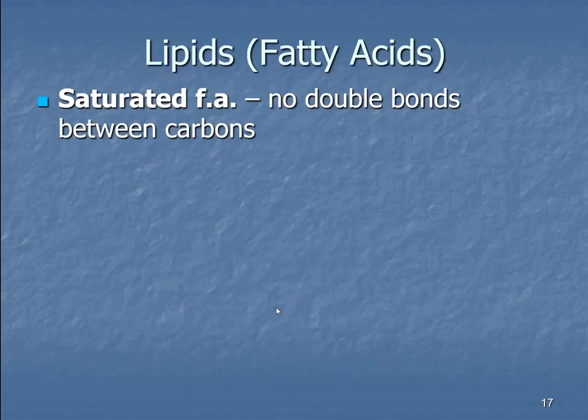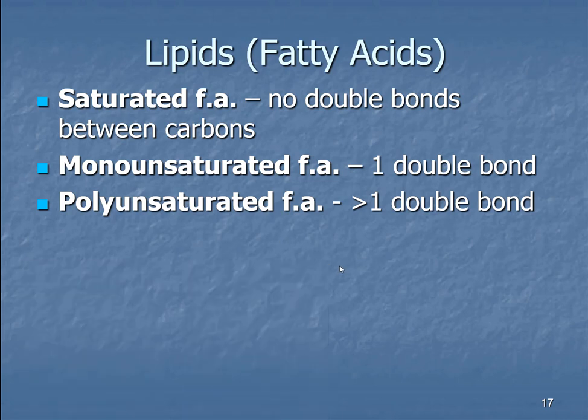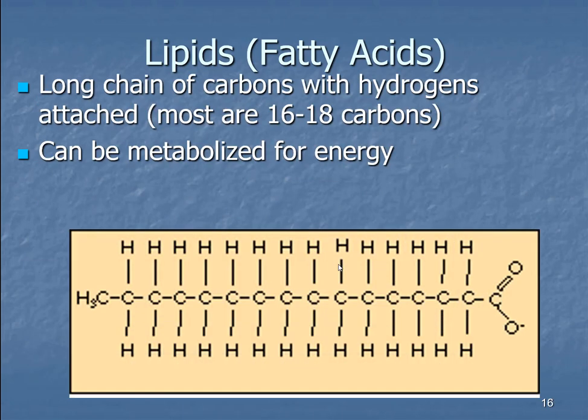Looking in more detail at the fatty acids, if there are no double bonds between the carbons, we call it a saturated fatty acid. Let me show you this really quick. In this example, these are all single bonds between these carbons, so that makes this a saturated fatty acid. If there was a double bond in here, or more than one double bond, it would be unsaturated. That's the difference between saturated and unsaturated.